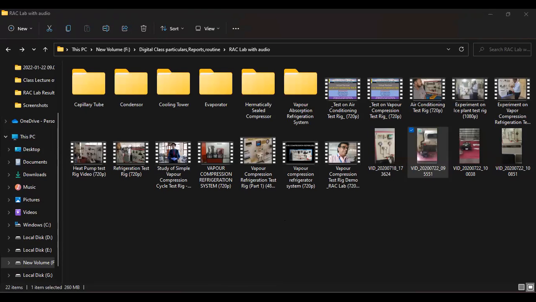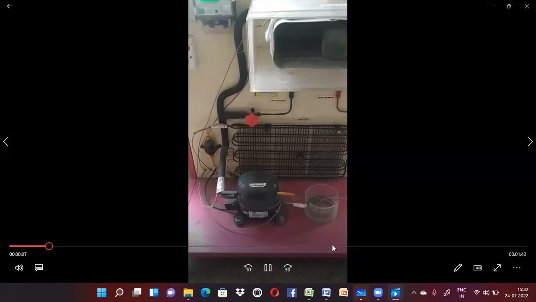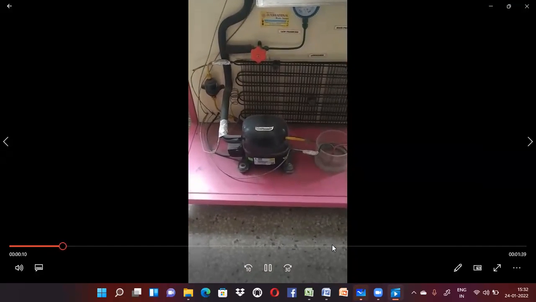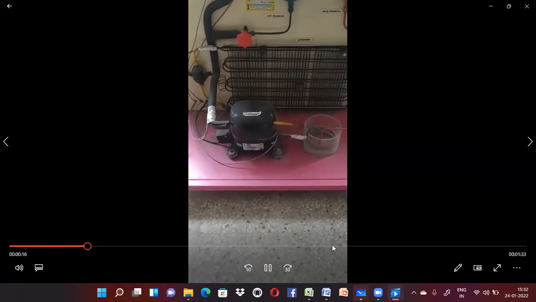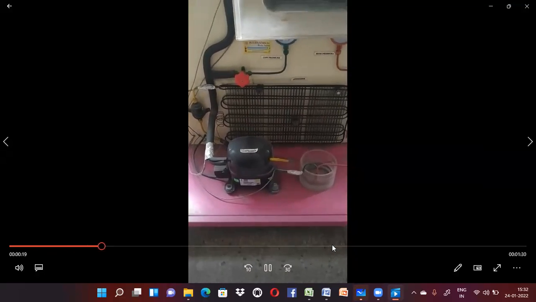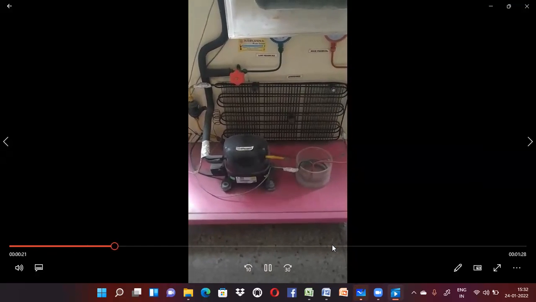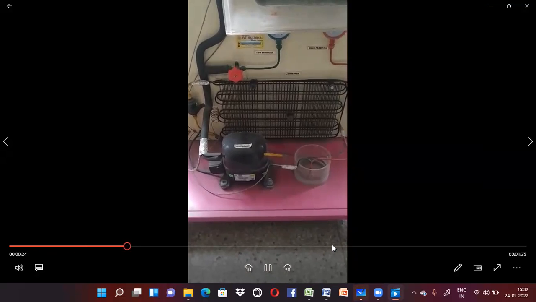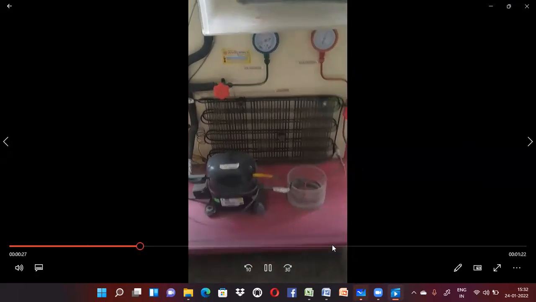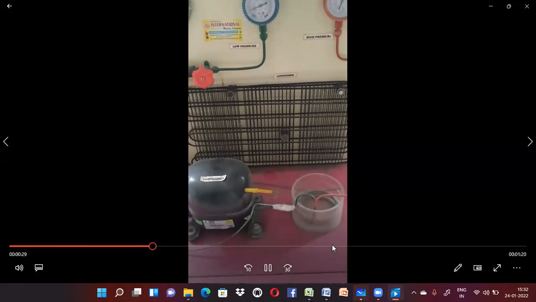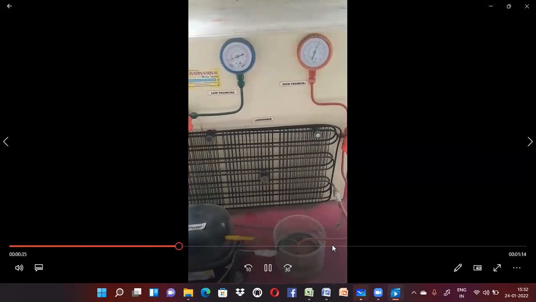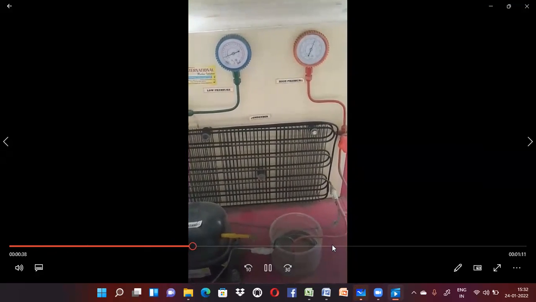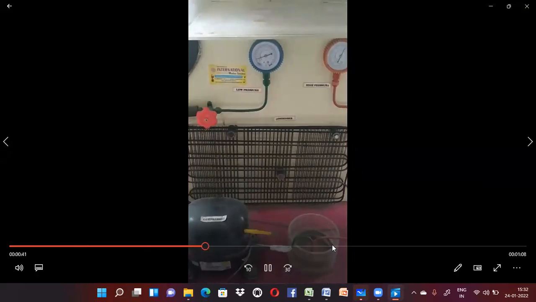Hello, this is another vapor compression refrigeration test rig. Here we have the hermetically sealed compressor in front of us. Next we have the condenser, which is air cooled here and not cooled by any fan. Over it we have our two pressure gauges, which indicate the high pressure and low pressure of the system. High pressure is the red gauge and green is the low pressure.